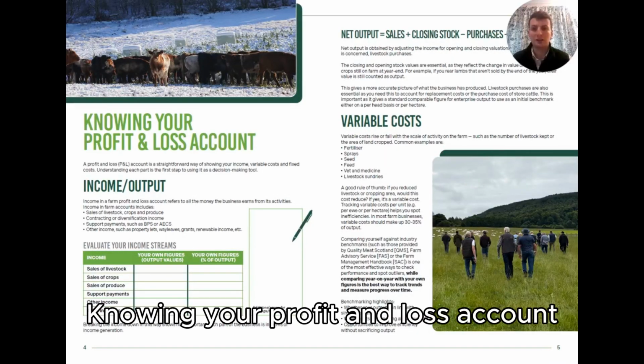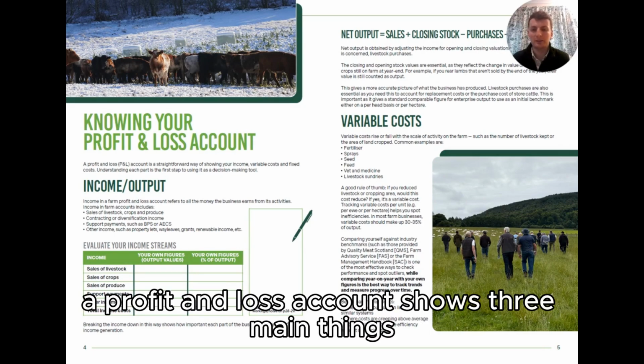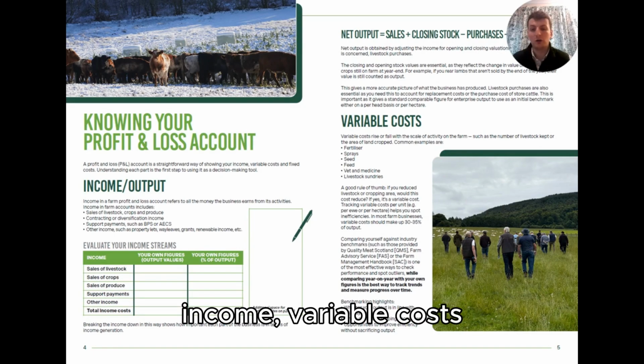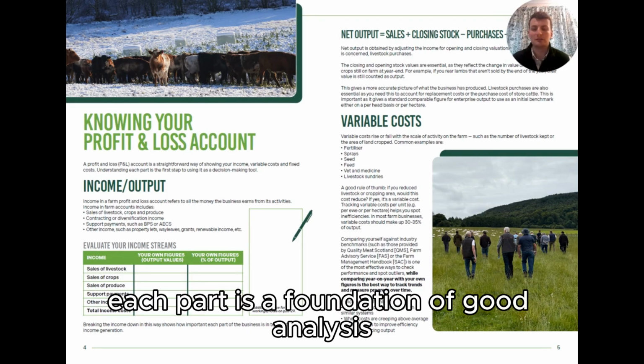Knowing your profit and loss account. Let's start with the basics. A profit and loss account shows three main things: income, variable costs, and fixed costs. Understanding each part is the foundation of good analysis.